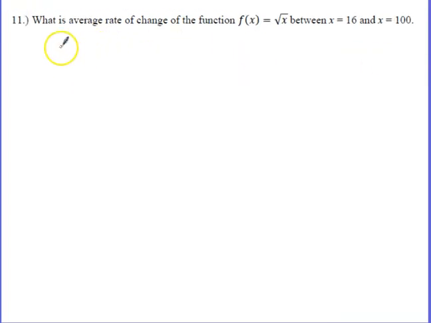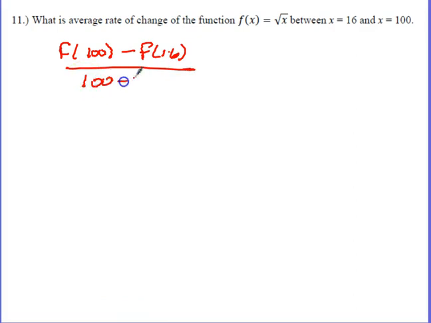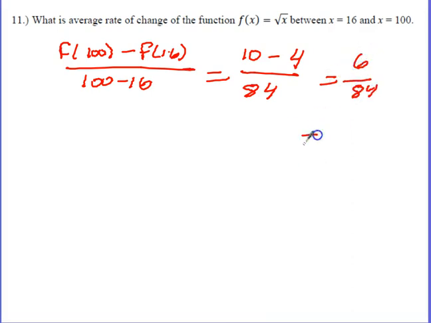And last rate of change, or average rate of change, f of 100 minus f of 16 all over 100 minus 16. So it'll be 10 minus 4 over 84, which is 6 over 84, which will simplify to 1 out of 14. So again, average rate of change is just like slope. Figure out f of those 2 points, change in output over change in input.